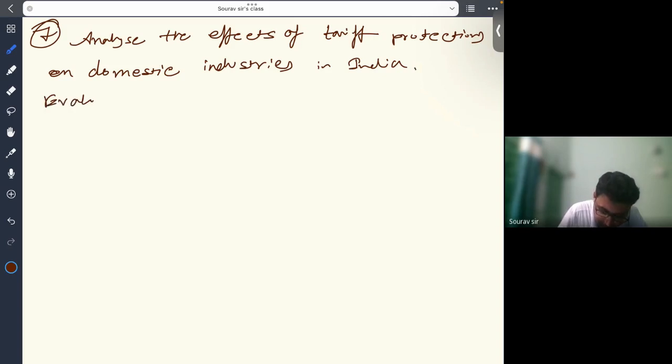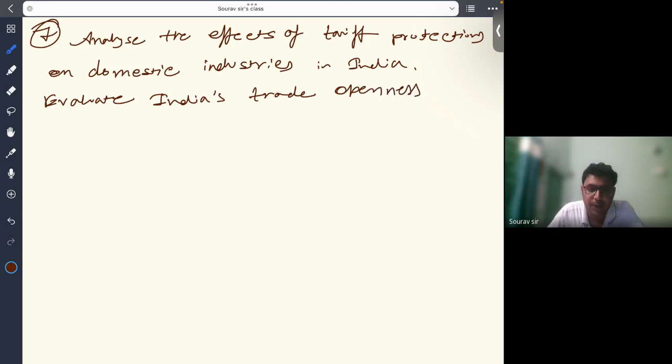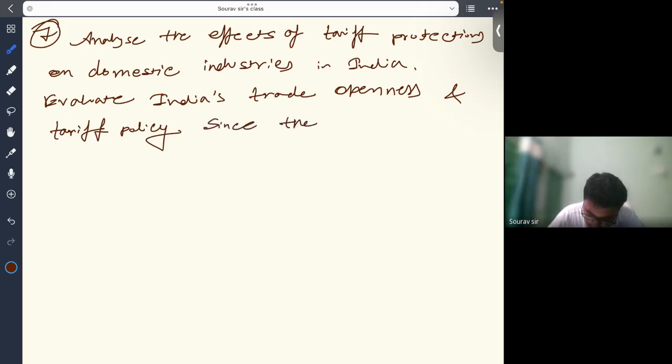And the second part of this question, they have asked: evaluate India's trade openness and tariff policy since the 1991 reforms. Okay. So tariff protection refers to measures taken by a government to protect domestic industries from foreign competition by imposing tariffs or taxes on imported goods. Okay, it's clear. So what is tariff protection?